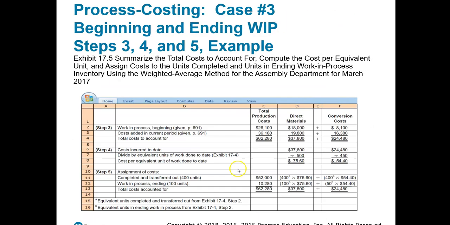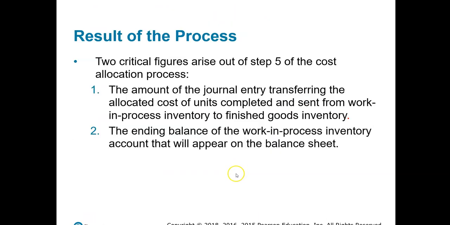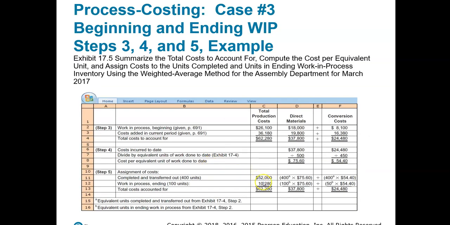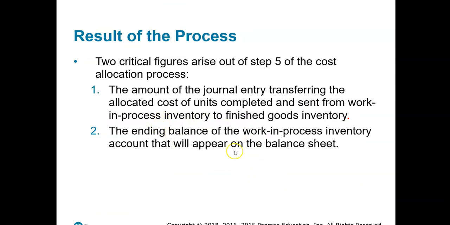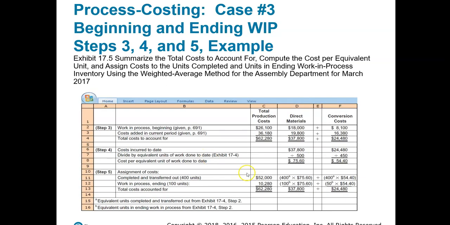So, now, two critical figures rise out of step 5, and we just talked about them. The amount of the journal entry is right here when we're transferring goods to the next department. And then also the ending balance of the work in process inventory account that will appear in the balance sheet right here. So this is our balance sheet account. This is the amount transferred over to the next department.